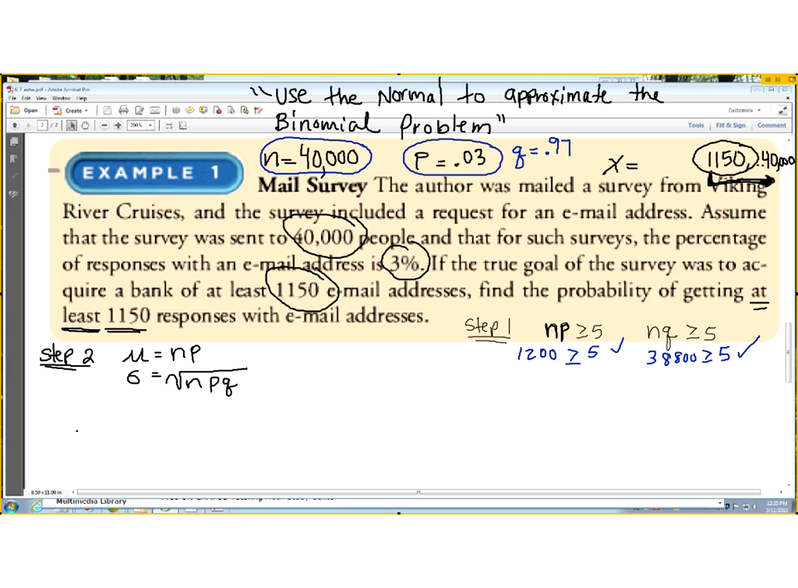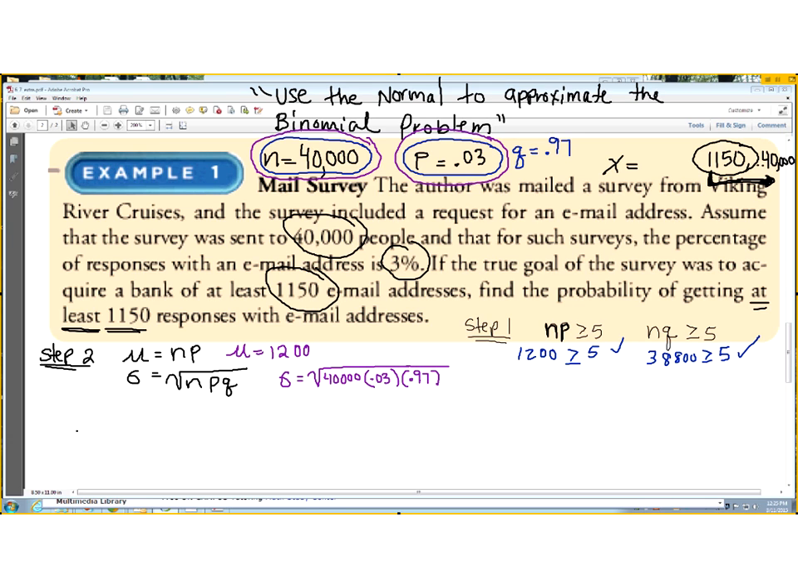Okay, so knowing this, what do you get for the mean? And let me go ahead and tell you where I'm at, n times p, so here's n, I'm circling n again, and p, it's the same 1200 from before, right? Okay, so the mean is 1200. All right, so now the standard deviation. So it's going to be the square root of 40,000 times 0.03, which is our p, and then our q is 0.97.